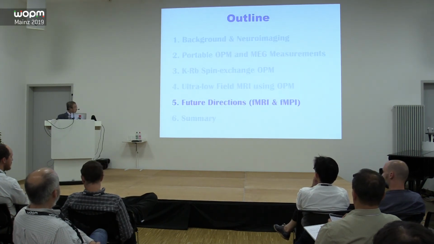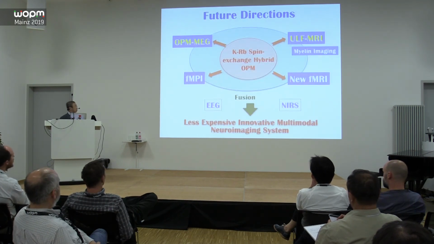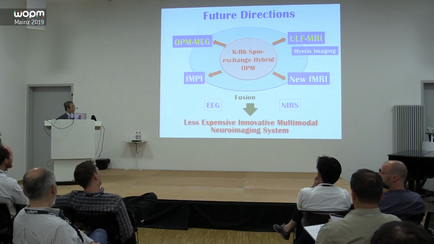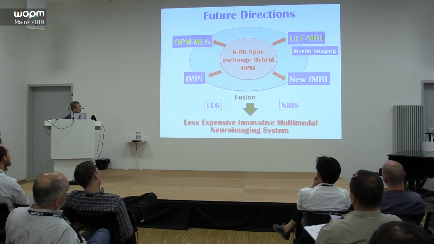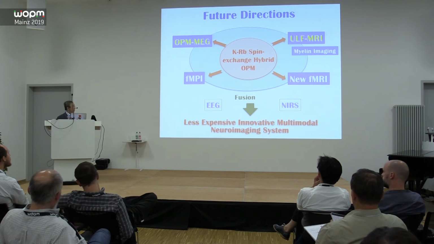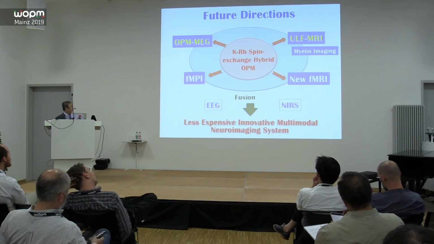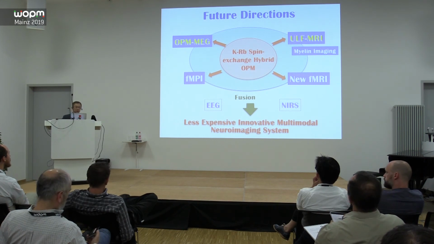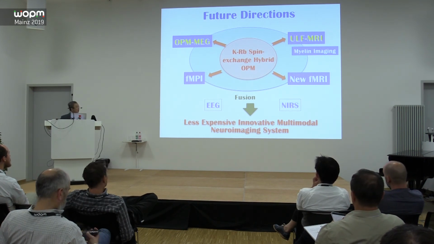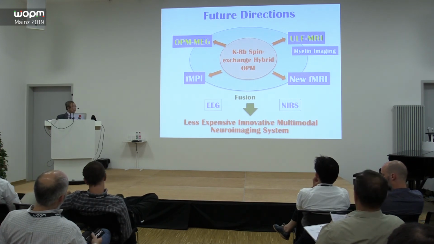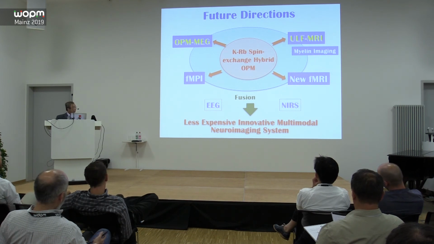So finally, I'll talk about the future directions. By using the potassium and rubidium spin exchange hybrid OPM, we can make OPM MEG and ULF MRI as well. And the future directions we are thinking of are, first, a new fMRI, and the other is a new functional magnetic particle imaging. And then myelin imaging is an important tool in the current neuroscience community, so we also want to fabricate a myelin imaging system in the future.